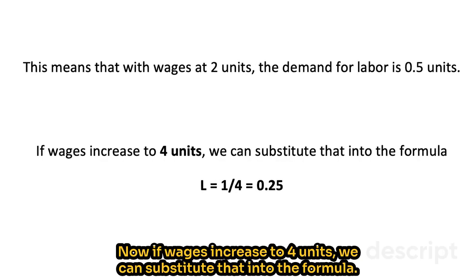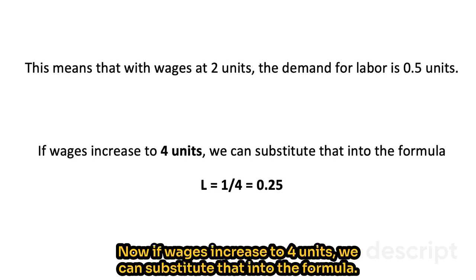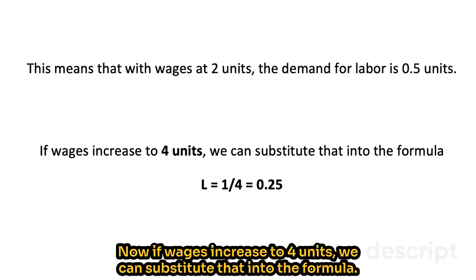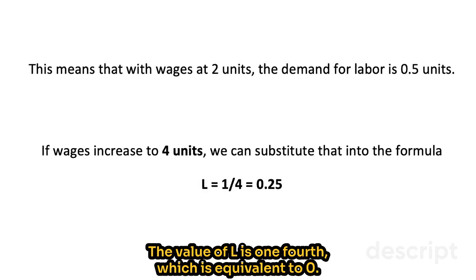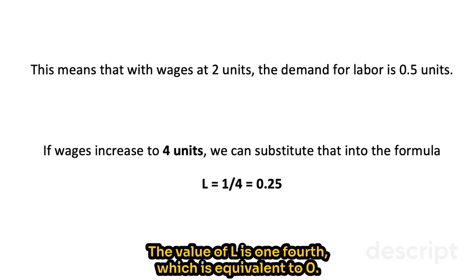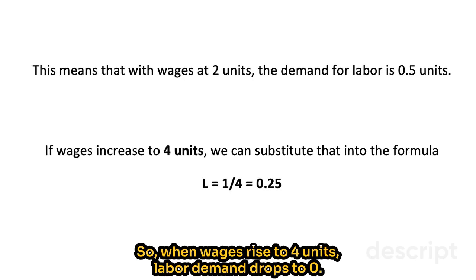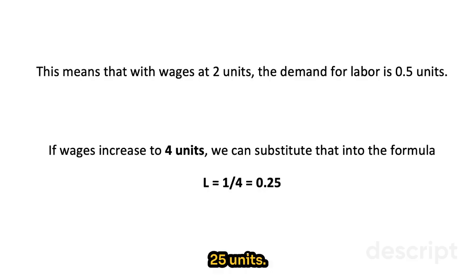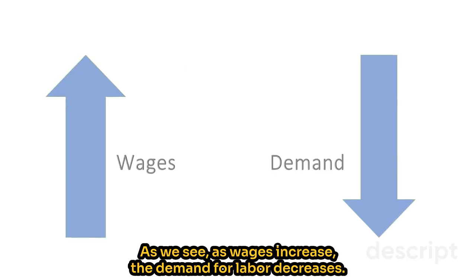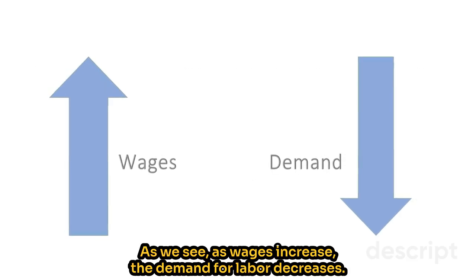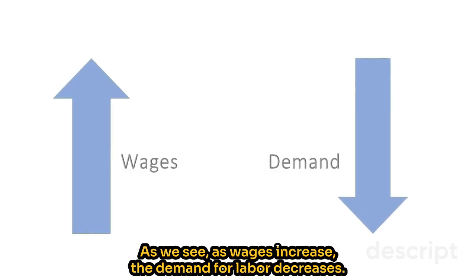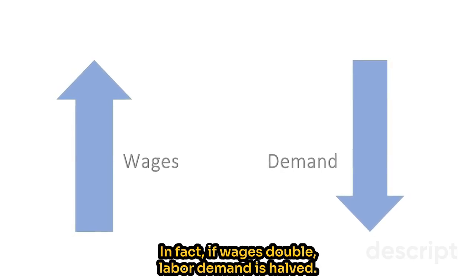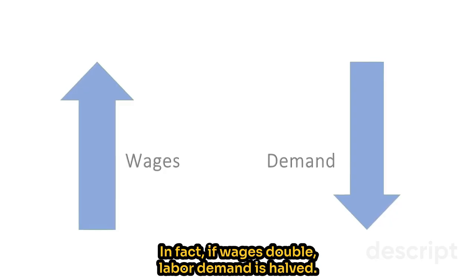Now, if wages increase to 4 units, we can substitute that into the formula. The value of L is 1/4, which is equivalent to 0.25. So, when wages rise to 4 units, labor demand drops to 0.25 units. As we see, as wages increase, the demand for labor decreases. In fact, if wages double, labor demand is halved.